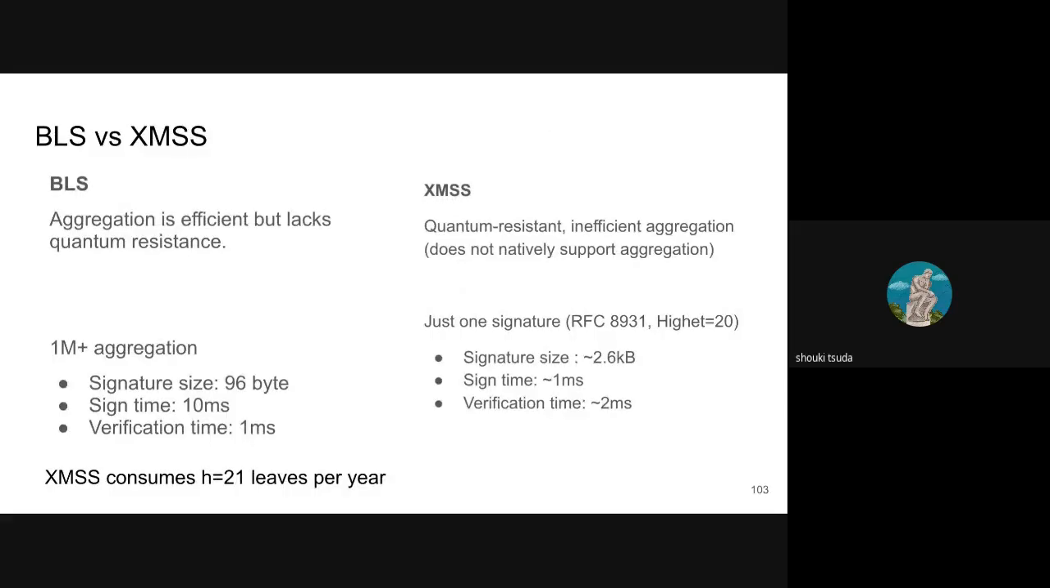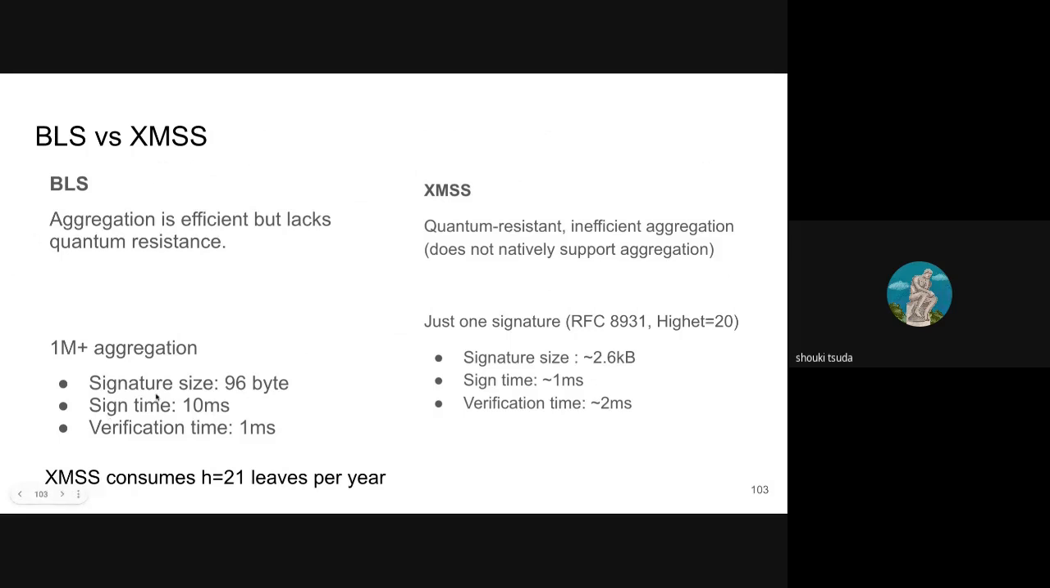Okay, so this is just XMSS. We need aggregation to build blocks. BLS is very, very efficient, but it does not have the quantum resistance property. However, XMSS is quantum resistant, but not efficient for aggregation.